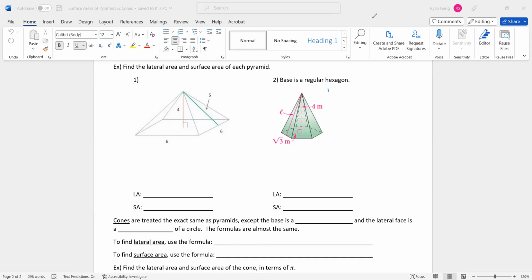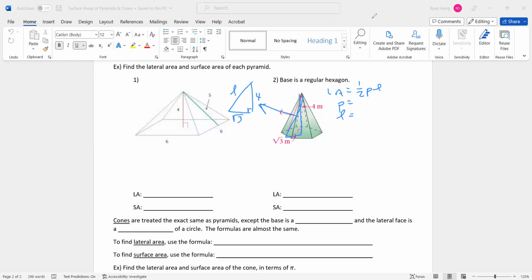Okay, so the lateral area here, again, is 1/2 PL, where P is the perimeter of the base. Well, I don't have that, and I also don't have the L. I've got a regular hexagon. I've also got a right triangle. Does everybody see the right triangle there? That would be this triangle that I'm outlining. The altitude is 4, which is the leg here. The slant height is the hypotenuse, and then this is the square root of 3.